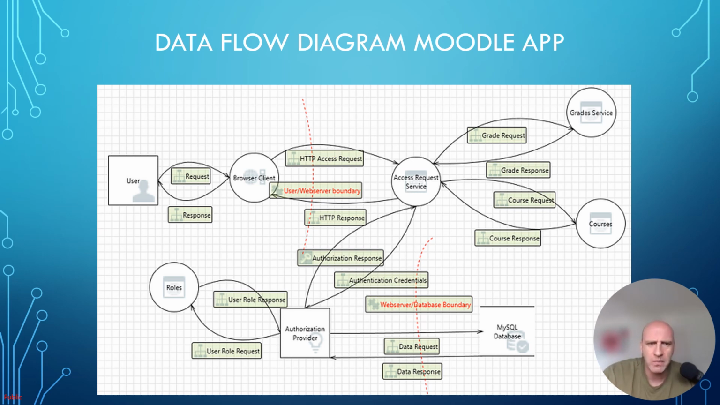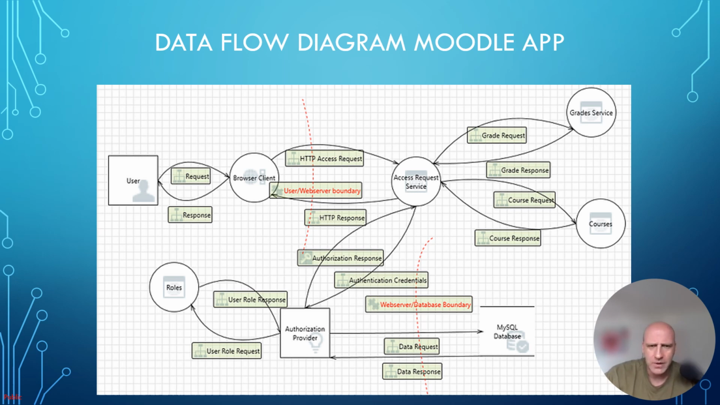As you can see, that's where we build the boundary, because we have security boundaries that we have to define and look at for potential threats. So user and browser client, that's on the user side. When we go towards the access request service, we break that boundary. So we add the red dotted line, which essentially covers the user and web server boundary. The browser client can send an HTTP access request, and then the access request service can send us an HTTP response. So that's the flow currently.